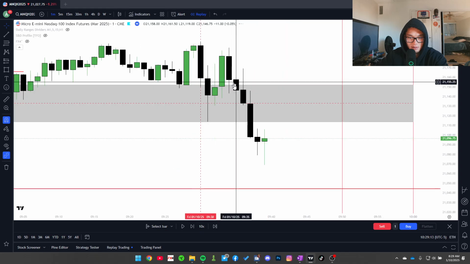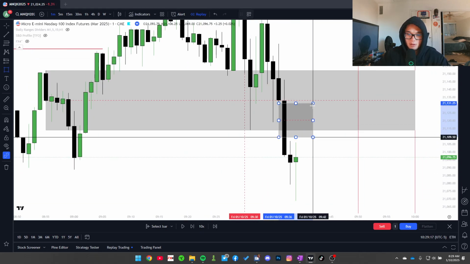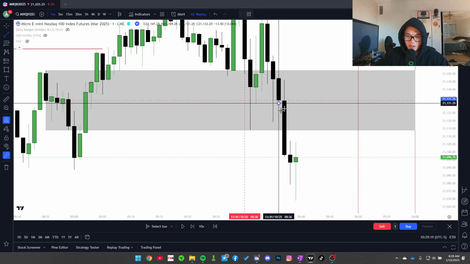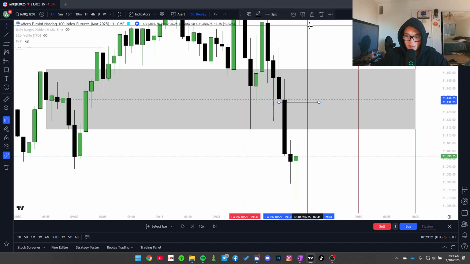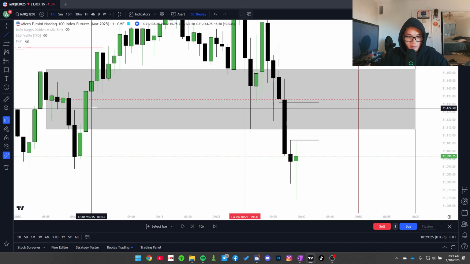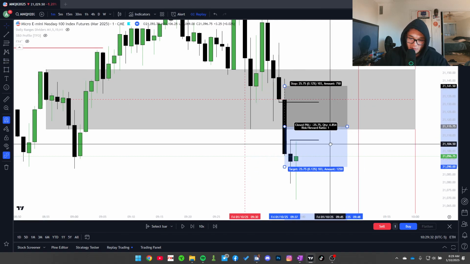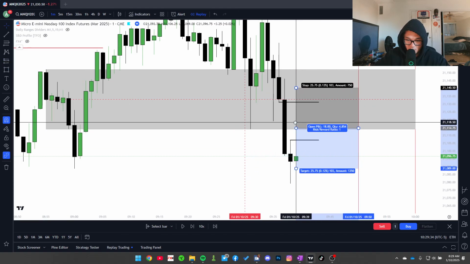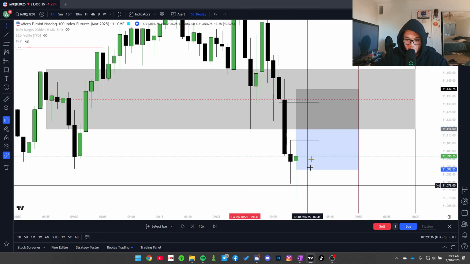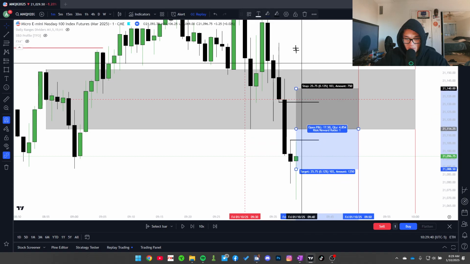I zoomed in. I saw this fair value gap right here. And we also inversed this fair value gap as well. So I didn't mark that out, but that was good to see. I then put my limit order on the breaker. Could have taken it on the fair value gap, but I waited for the breaker to get tapped into.